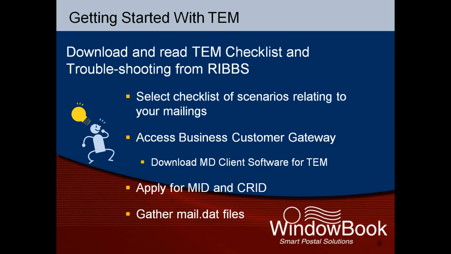Lastly, you will need to gather together the various mail.dat files that reflect the types of mailings that you do. If you have multiple types of mailings, we suggest that you start with the easiest one first, or the one that has the fewest scenarios in the Postal Service checklist.